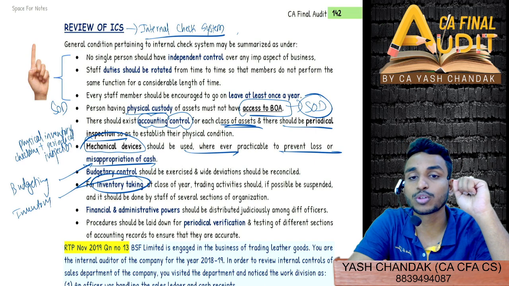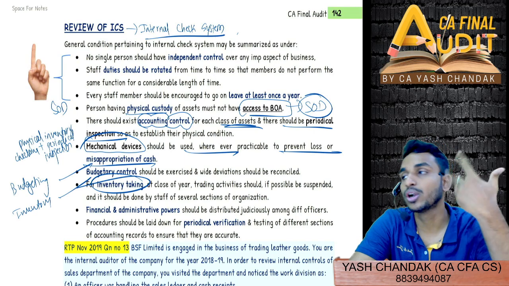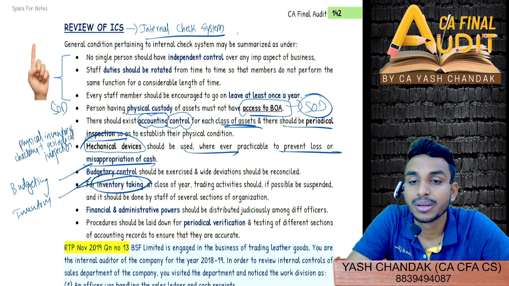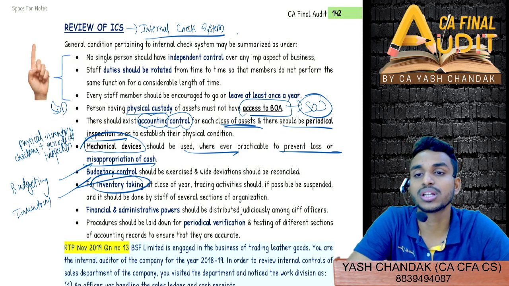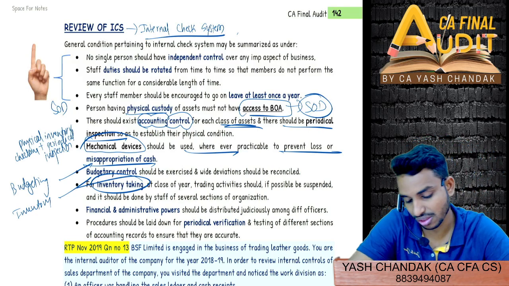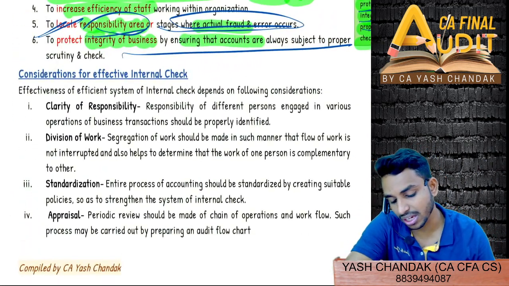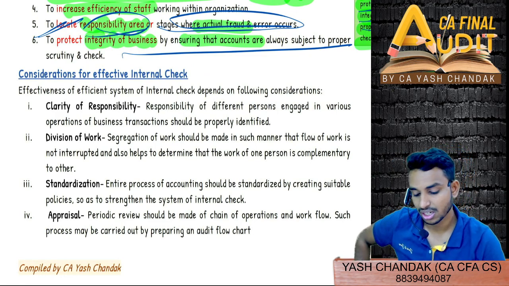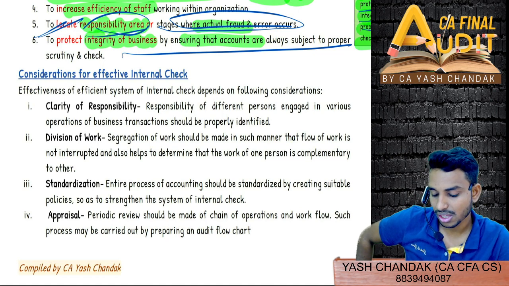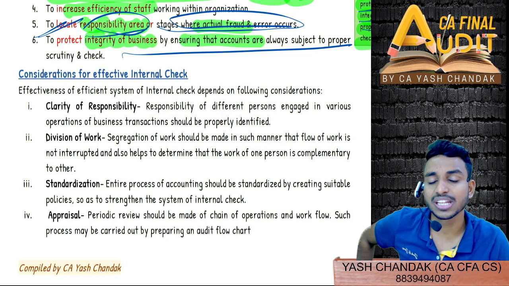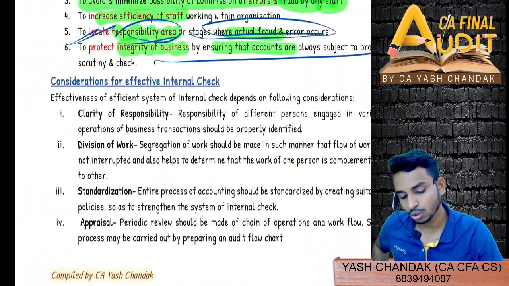And the third one is with respect to what? Employees should be encouraged to go on leave at least once in a year. And then periodical inspection, physical verification. Budgeting, inventory taking, inventory monitoring, controls. These are all your general conditions pertaining to internal check system. Now just above that, there is one more consideration for effective internal check. The effectiveness of an efficient system of internal check depends upon the following operations. You can go through these 4 points, you will find that they are more or less the same as what we just now read. Just go through this.